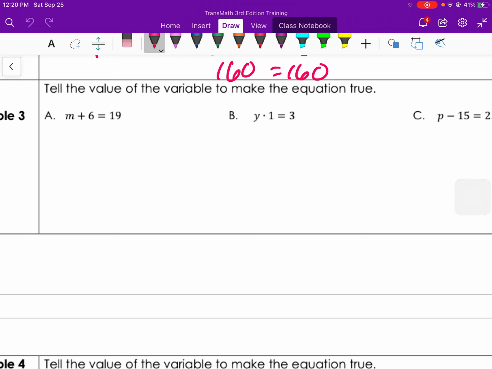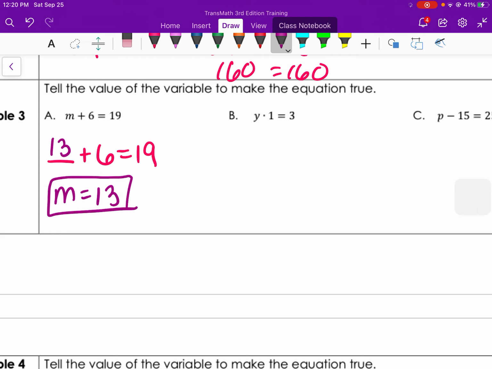So if we have the equation m plus 6 equals 19, I want you to think, what number plus 6 will give me 19? And if you think carefully, you say, okay, well, I know that 9 plus 6 is equal to 19. Oops, sorry, that's not right. 13 plus 6 is equal to 19. So that means that m must equal 13. So that is our solution to this equation then.